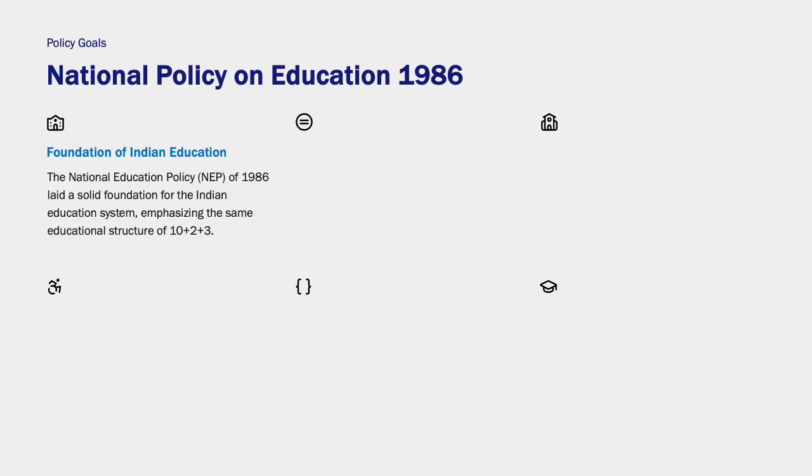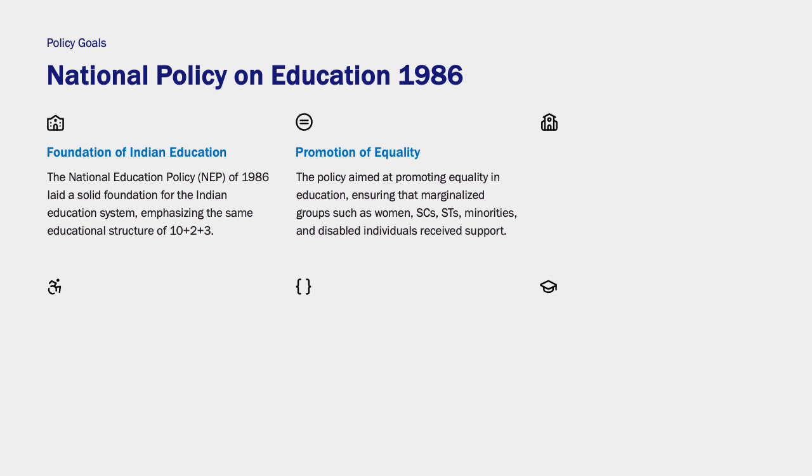Next up was the National Education Policy of 1986, which laid a solid foundation to the Indian education system and was introduced by the late Prime Minister, Mr. Rajiv Gandhi. This policy was modified in the year 1992. Some of the objectives of this policy were foundation of an Indian education system that emphasized the same educational structure as the previous one of 10 plus 2 plus 3. However, 10 years was further divided into 5 years of primary education, 3 years of upper primary, and 2 years of high school education. The next objective was the promotion of equality.